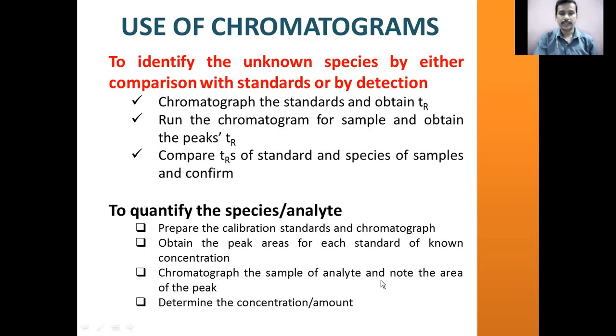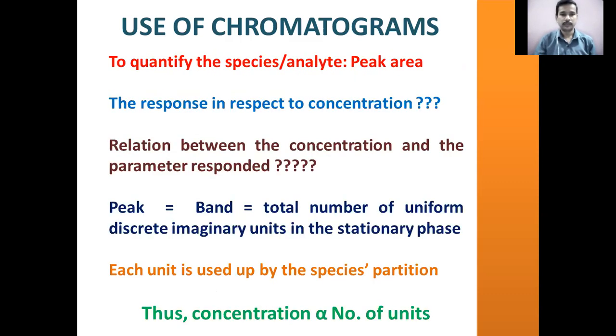So you can compare the area of the standards and the area of the analyte which has been eluted from the sample, or else you can prepare a calibration plot using peak area versus concentration of the standard, and by means of the calibration plot you can determine the concentration of the analyte present in the sample. So this is how the calibration curve method is widely employed to quantify the analyte present in the sample. Therefore, chromatograms are very useful to identify and to quantify the solute present in the sample.